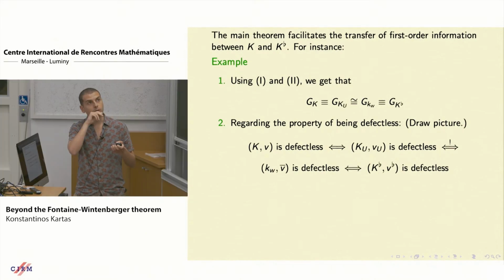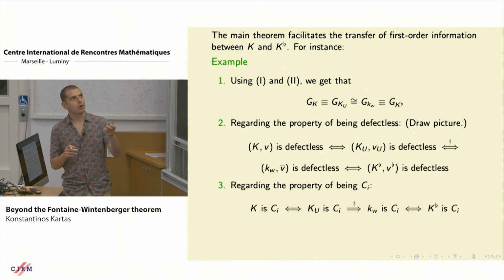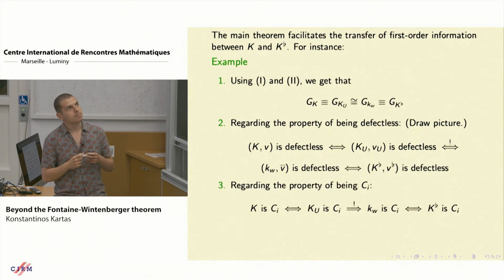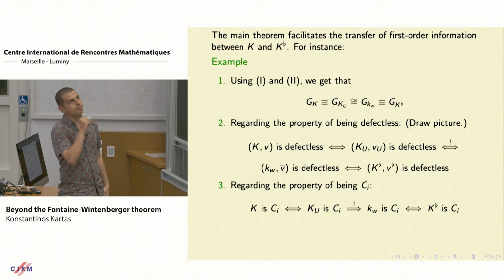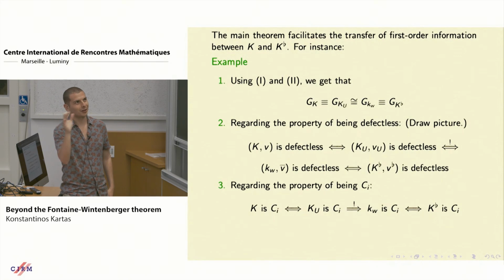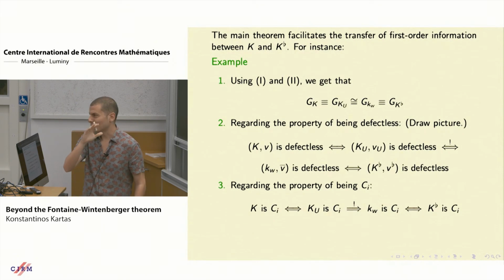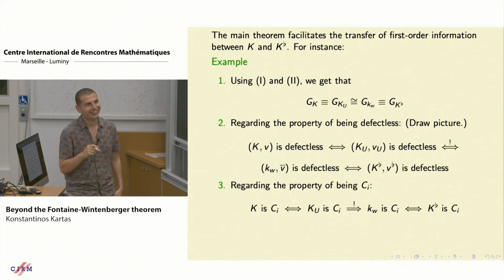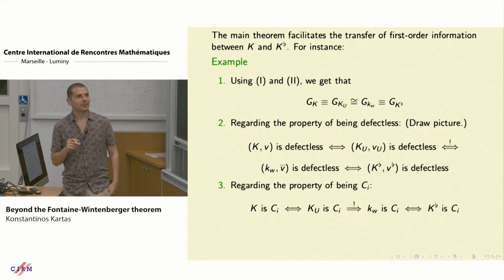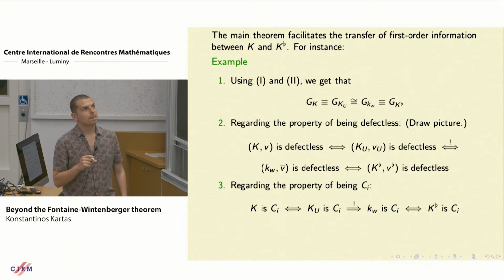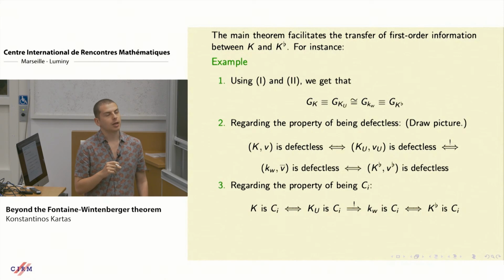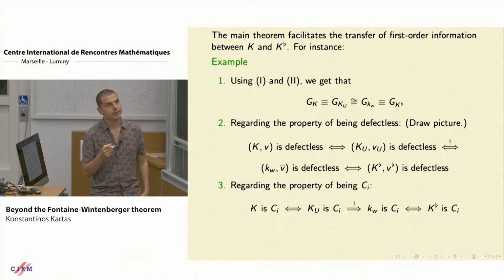Okay. So 1 and 2 are well known, but now I'm going to discuss, I think people have not looked at the property of being CI. They have looked at it in general, but not in this context. So K is CI. The class of CI fields is an elementary class.